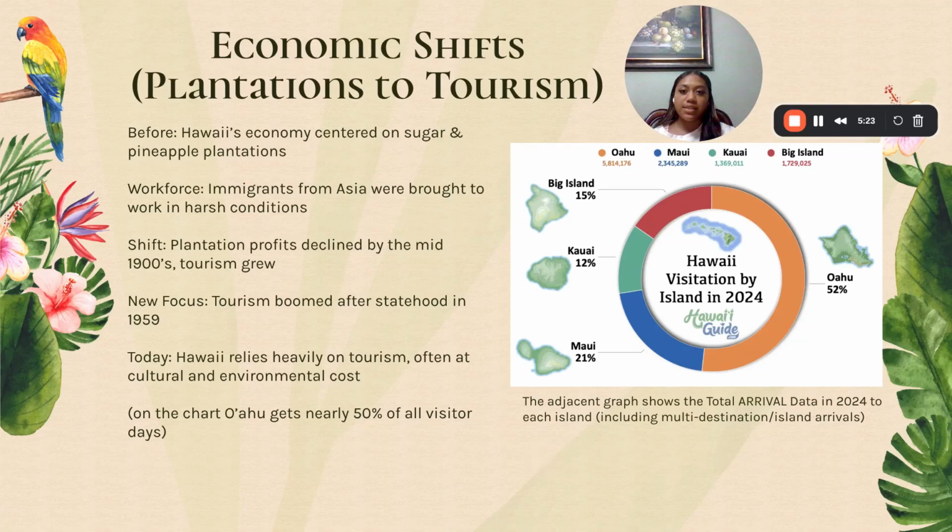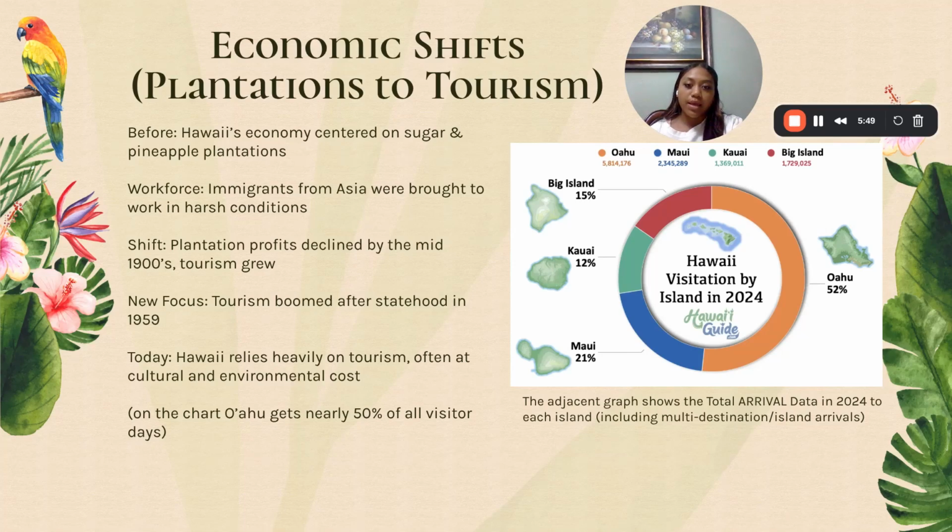Economic shifts, plantations to tourism. Before, Hawaii's economy was centered on sugar and pineapple plantations. They were everything. They made huge profits, mostly for American business owners, while immigrant workers labored in hard conditions. But by the 1950s, the plantation economy began to decline.